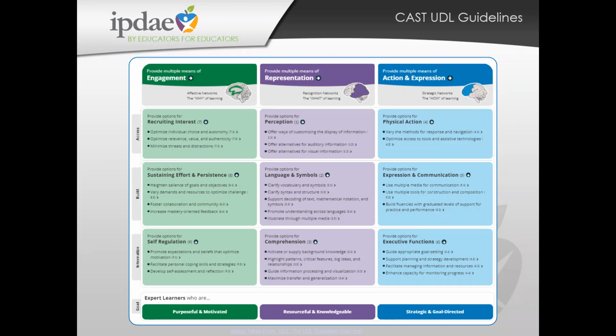And of course, we have the provision of multiple means of action and expression. Providing options for physical action means varying the methods for response and navigation, and optimizing access to tools and assistive technologies, which we'll cover in more detail a little later. The next is providing options for expression and communication through the use of multiple media for communication, the use of multiple tools for construction and composition, and building fluencies with graduated levels of support for practice and performance. And finally, we have providing options for executive functions, such as guiding appropriate goal setting, supporting planning and strategic development, facilitating managing information and resources, and enhancing the capacity for monitoring progress. A student that achieves these strategies will be strategic and goal-oriented.